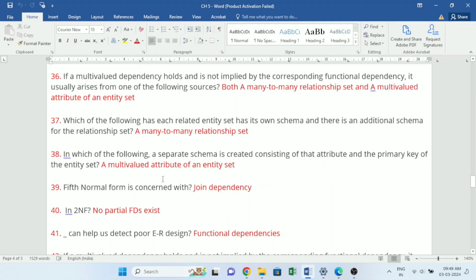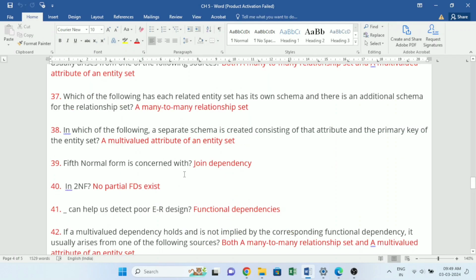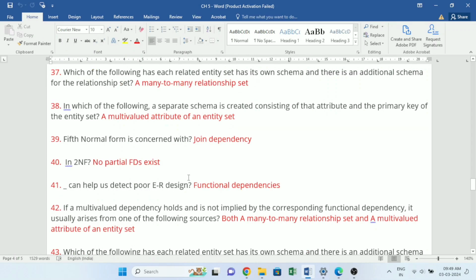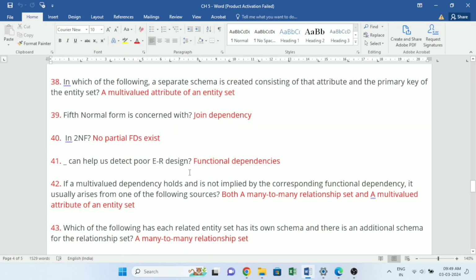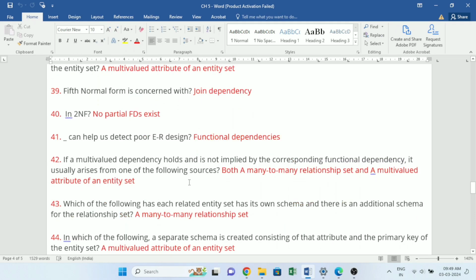38. In which of the following, a separate schema is created consisting of that attribute and the primary key of the entity set? A multivalued attribute of an entity set. 39. Fifth normal form is concerned with join dependency. 40. In 2 NF? No partial FDs exist. 41. Underscore can help us detect poor ER design?